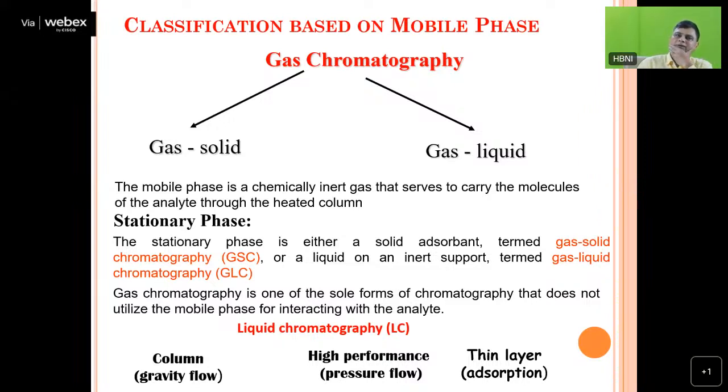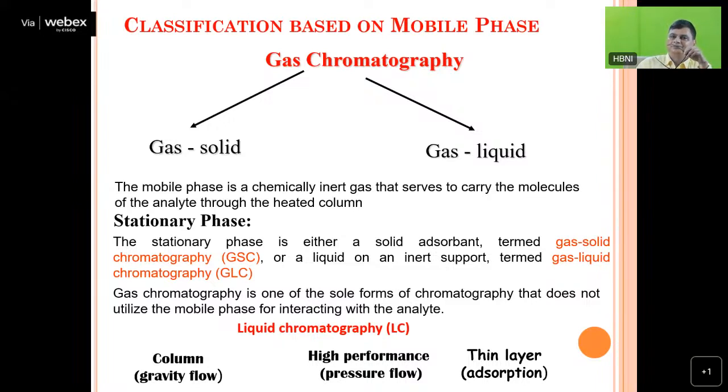See, it is very important to know that it is a liquid on an inert support. So it's not only the inert support, but the liquid molecules are attached on those solid supports. And one of the most unique characteristics of gas chromatography is that it is the sole form of chromatography that does not utilize the mobile phase for interacting with the analyte.